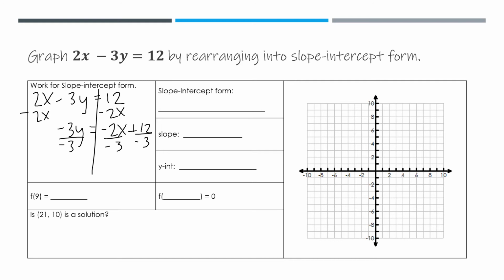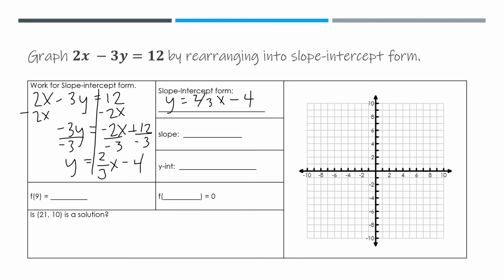And now just be very careful with your signs. So we have a negative divided by a negative, which will become a positive, and then we simplify that fraction. Since it doesn't simplify, it's going to stay 2/3 x, and then a positive 12 divided by a -3 is a -4. So my slope-intercept form is y equals 2/3 x minus 4.